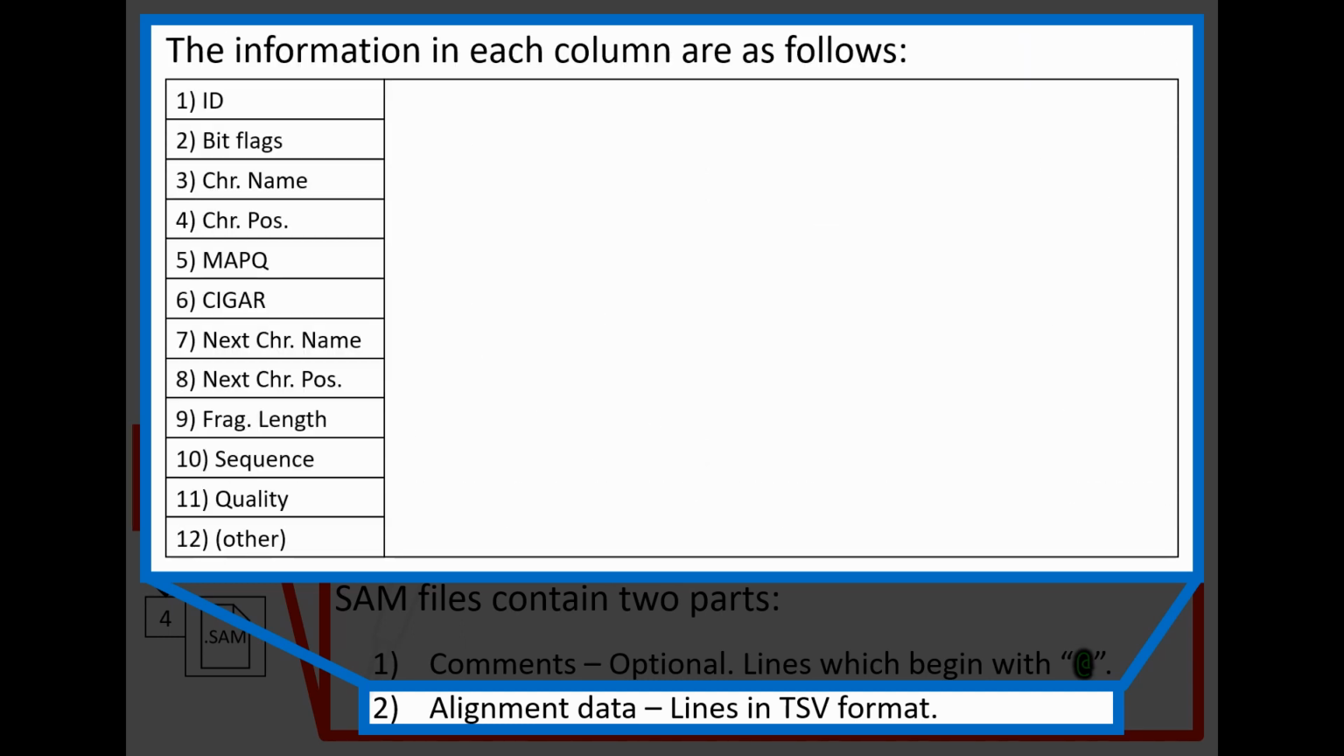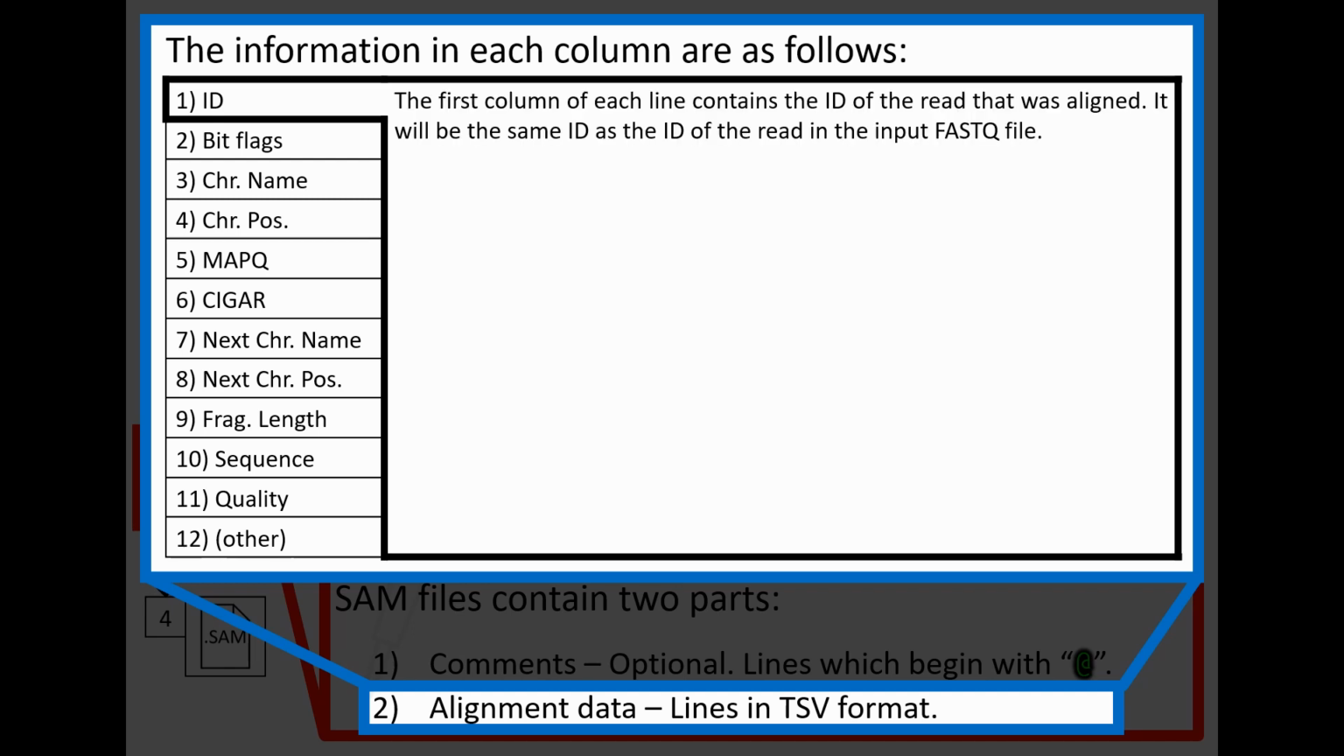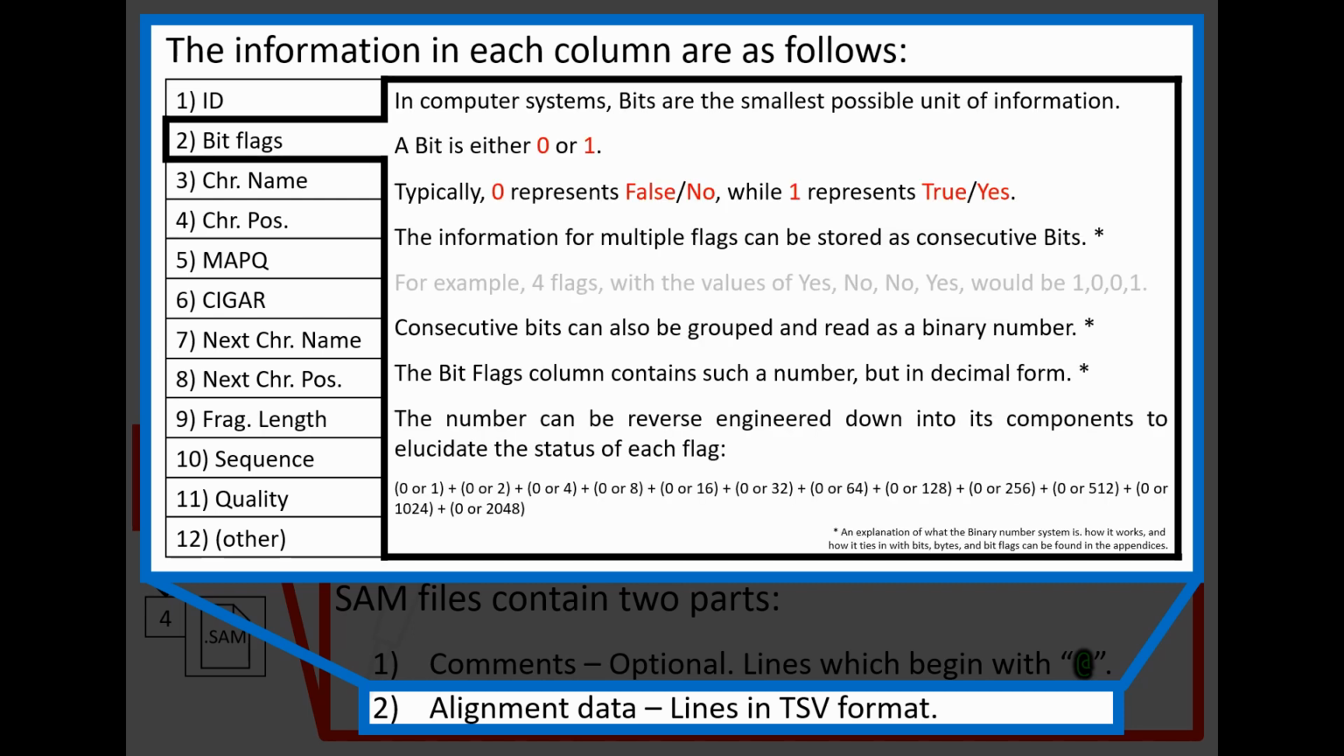Let's talk about the table columns in a bit more detail. The first column, read ID, is fairly simple. It should be the same as the ID of the corresponding read in the input FASTQ file. The second column, the bitflags column, is probably the most convoluted and difficult to understand.